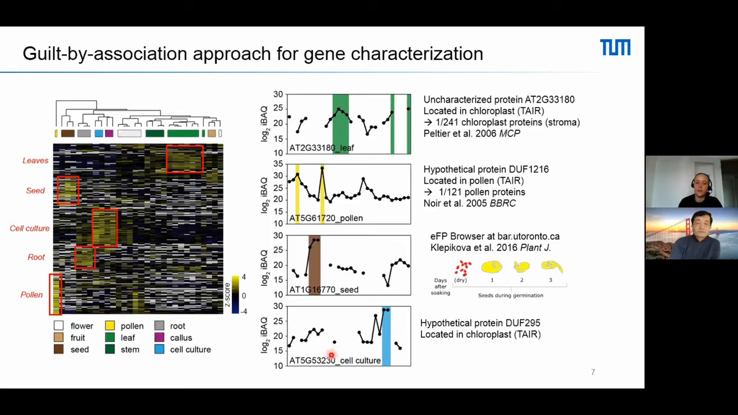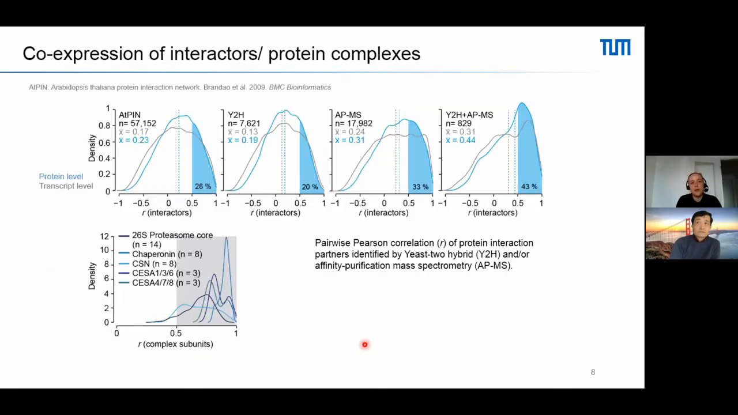So for the last example down here, we also have an annotation in TAIR as chloroplast localized, like the first protein, but based on our results, we would rather say this has a function in cell division. So we can use co-expression to gain information about a specific function of proteins, so to specific compartments, but we can also use co-expression to find interaction partners. So we wanted to test if our dataset actually has sufficient resolution to do this.